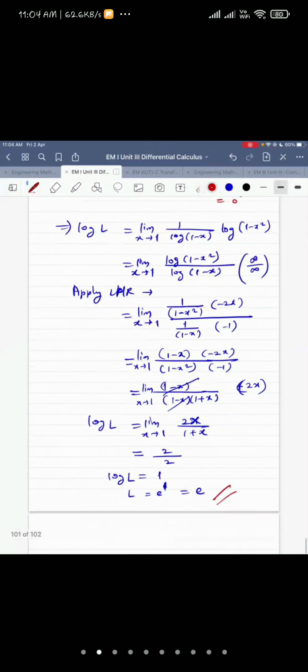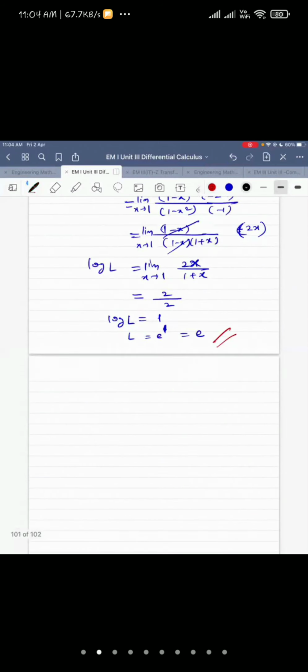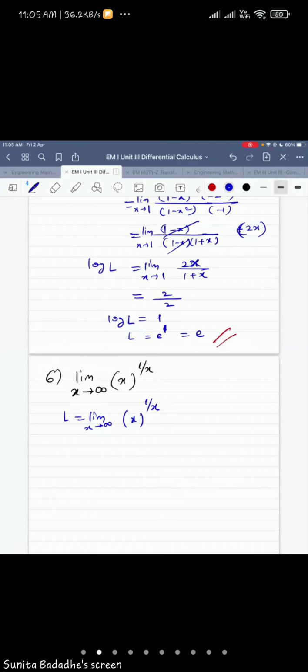Procedure is same for that. 6 question. Limit x tending to 0, x raised to infinity, x tending to infinity, x raised to 1 by x. Okay. So now this is just a minute, student.